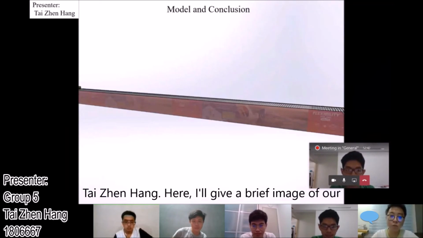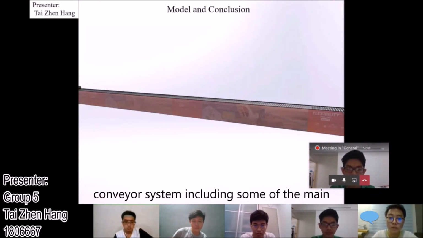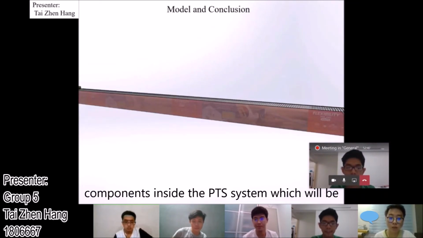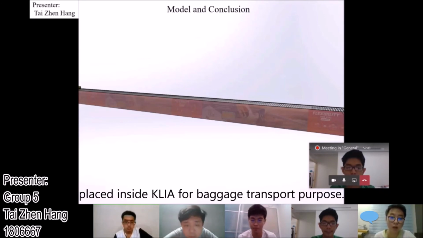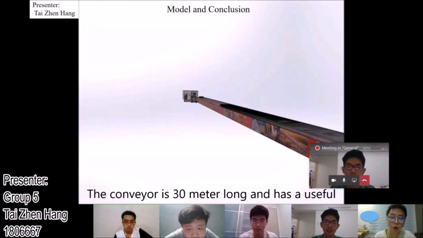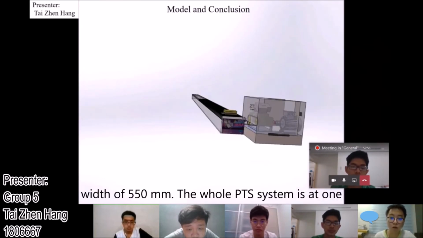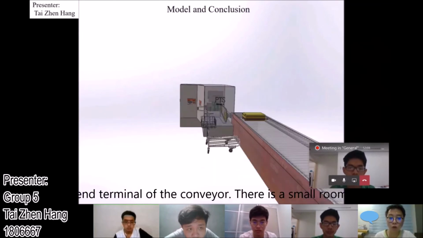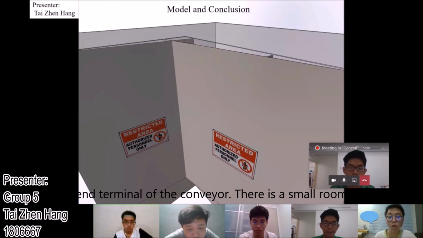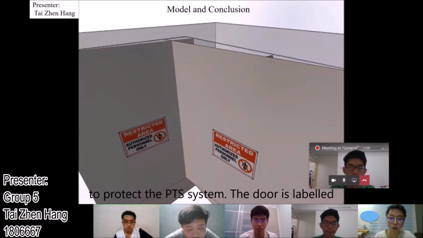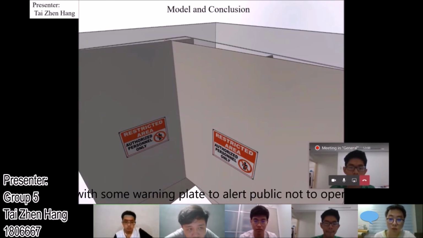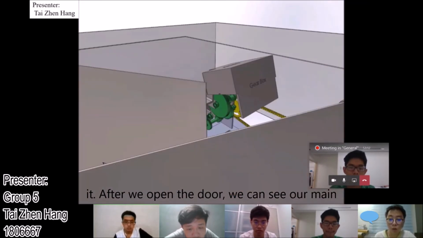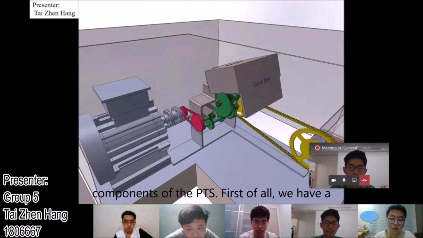Here I will give a brief image of our conveyor system, including some of the main components inside the PTS system, which will be placed inside KLIA for baggage transport purpose. The conveyor is 30 meter long and has a useful width of 550 millimeter. The whole PTS system is at one end terminal of the conveyor. There is a small room to protect the PTS system. The door is labeled with some warning label to alert public not to open it. After we open the door, we can see our main components of the PTS.